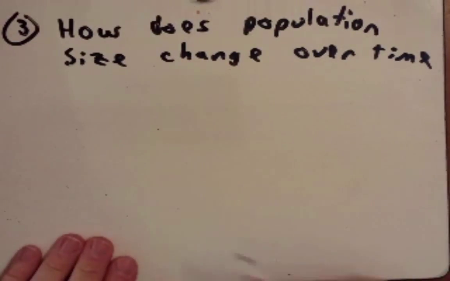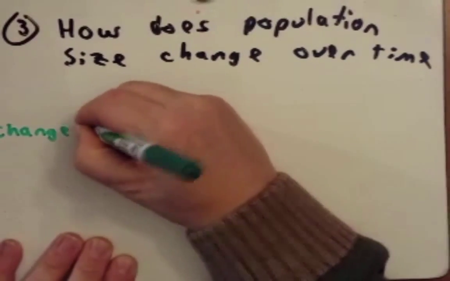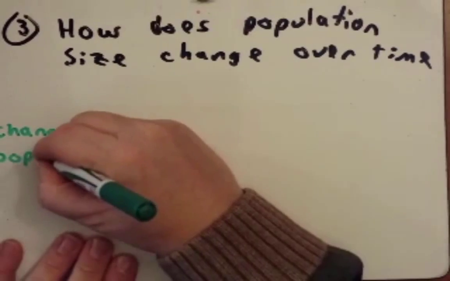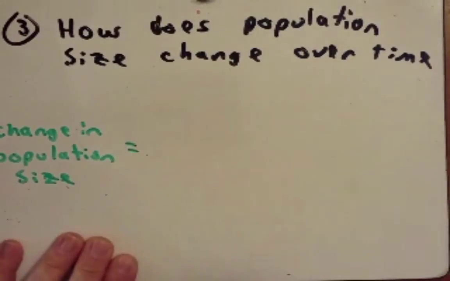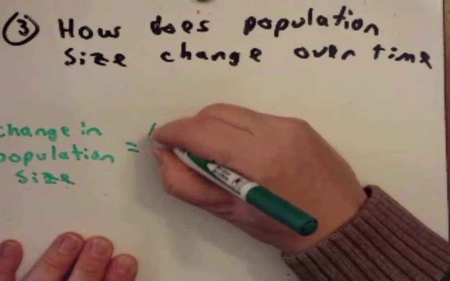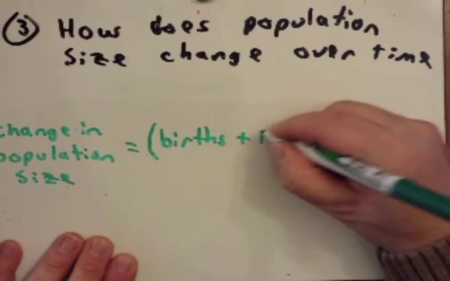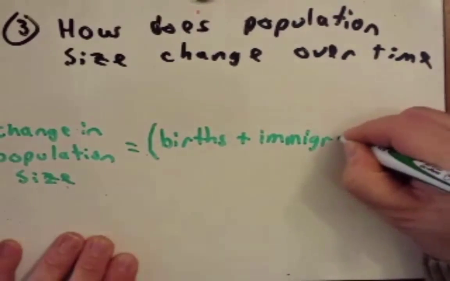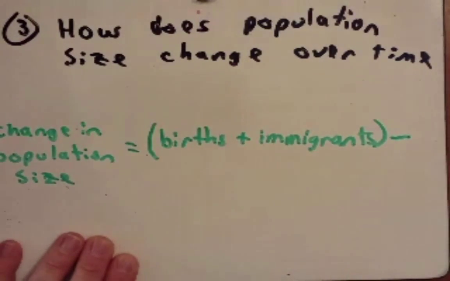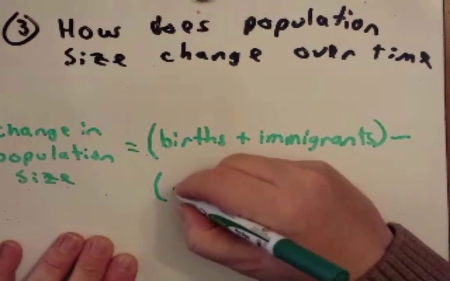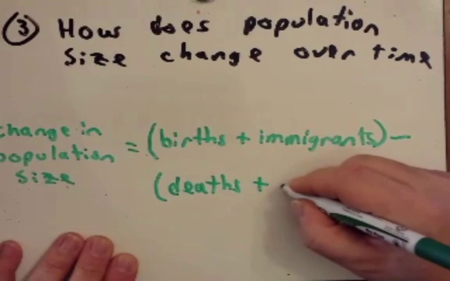All right, let's write this simple equation then for change in population size. So a change in population size is equal to the number of births plus the number of immigrants, subtracted from the number of deaths plus the number of immigrants.